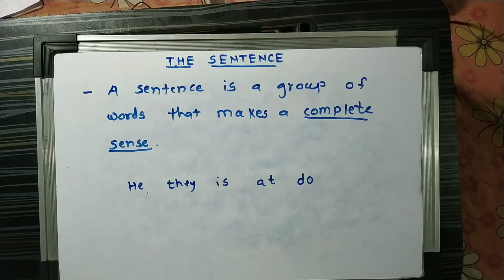Then what is a sentence? I repeat, a sentence is a group of words that makes a complete sense. It means after reading that group of words, we should be able to get complete meaning out of that. Now let me write some examples on the board, and with the help of that we will understand this concept of sentence very well.